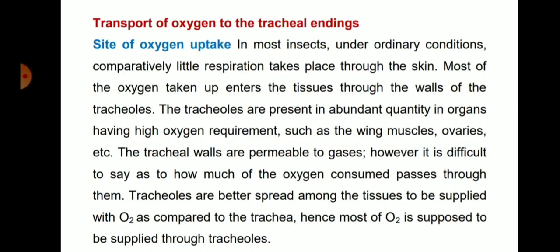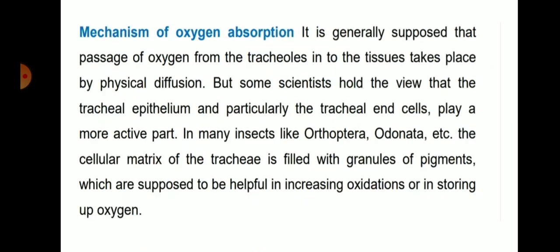The tracheoles are present in abundant quantity in organs having high oxygen requirement, such as the wing muscles, ovaries, etc. The tracheal walls are permeable to gases. However, it is difficult to say how much of the oxygen consumed passes through them. Tracheoles are better spread among the tissues to be supplied with oxygen as compared to the trachea. Hence, most of the oxygen is supposed to be supplied through tracheoles.